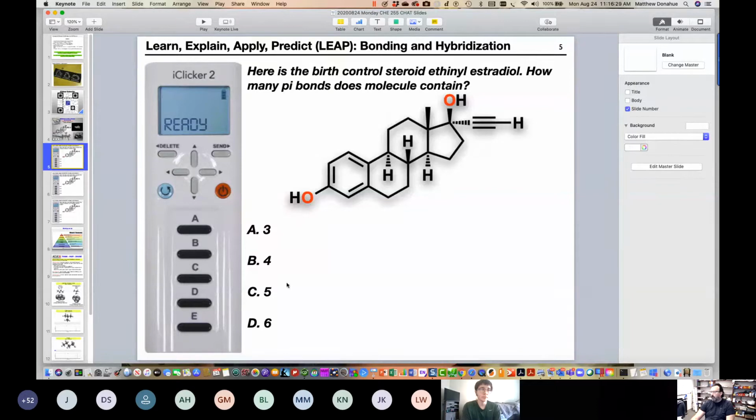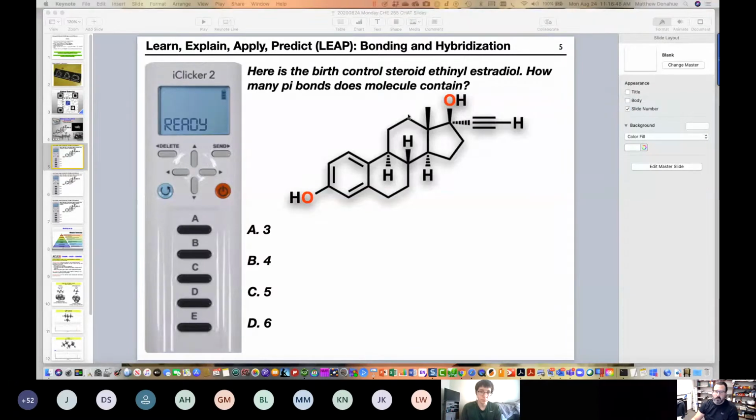So the correct answer is 5. Let's go ahead and point those out. We have 1, 2, 3, 4, 5. Within this molecule, we have all 3 different types of carbon hybridization: sp3, sp2, and sp. So on your phone, if you move that molecule around, you should get an understanding of how the carbon hybridization affects the shape of the functional group.